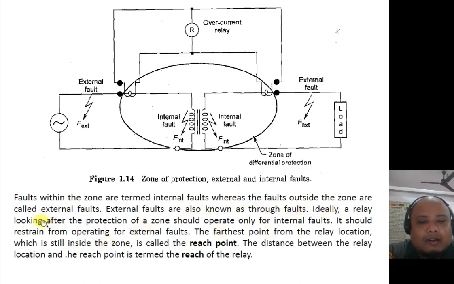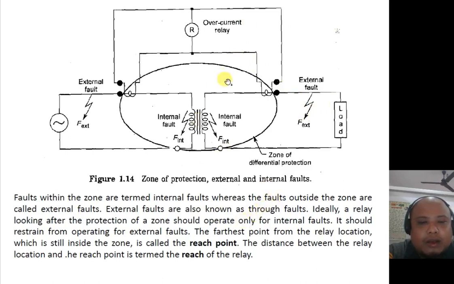Ideally, a relay looking after the protection of a zone should operate only for internal faults. But as I told you, for this section of the power system, whatever protective scheme is employed, if that fails, then this scheme, although it should not operate for this external fault ideally, will come into action as backup protection or secondary protection.